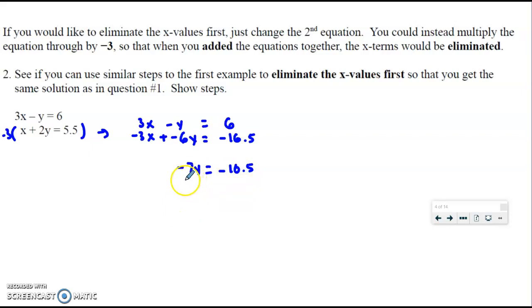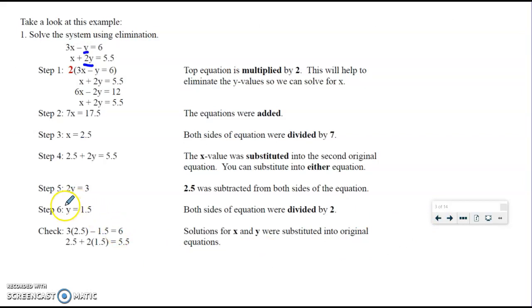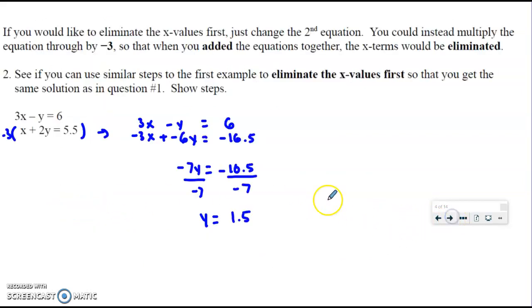Alright, so I'm going to divide both sides by -7, and if I do, I get y to be positive 1.5, which, if I go backwards and check, hey, guess what? I got y to be 1.5 before, so it did work out, okay? So I know what y is. I know y is 1.5.